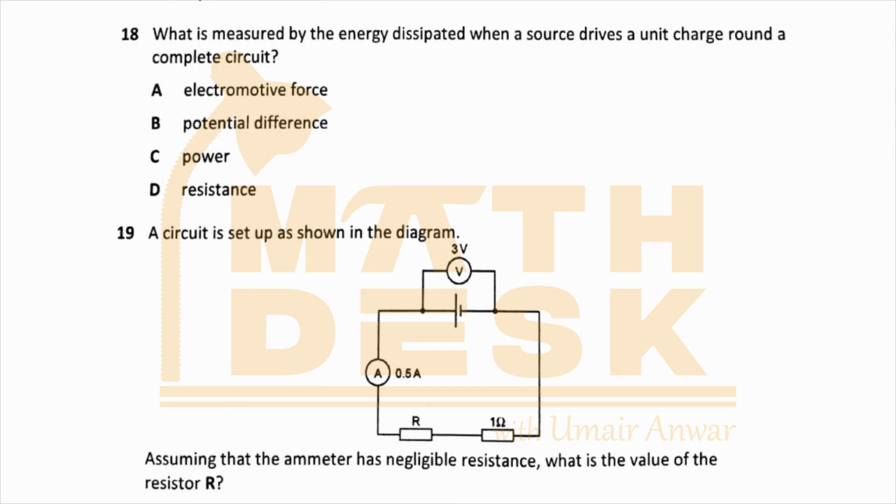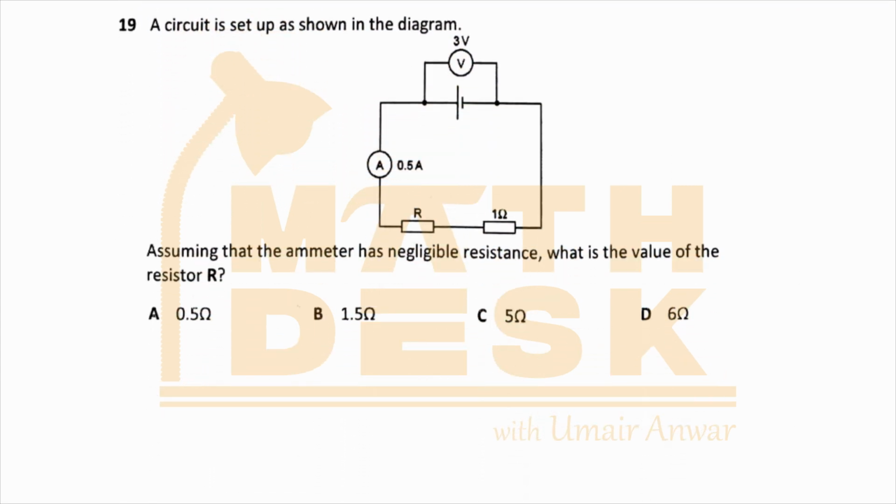The next question says, what is measured by the energy dissipated when a source drives a unit charge around a complete circuit? So EMF is measured for the given statement, because EMF's definition is that it is the energy dissipated when a source drives a unit charge around a complete circuit. This phenomenon is called the EMF of the battery or the power source.